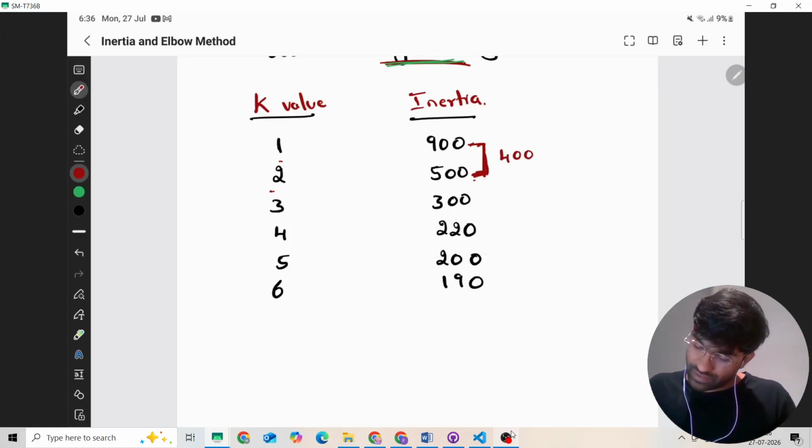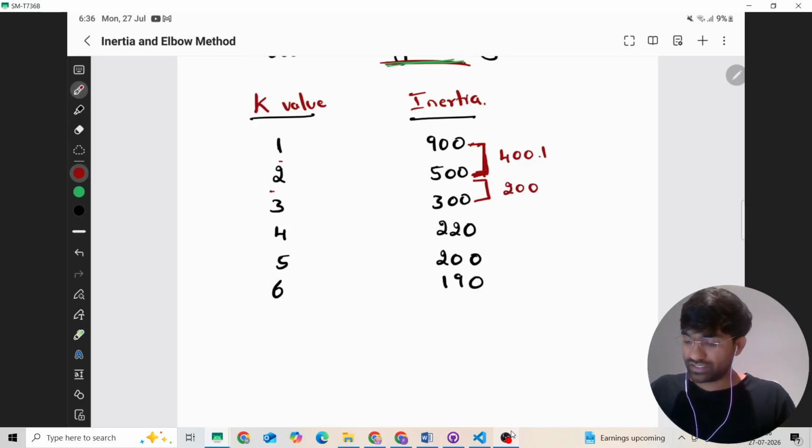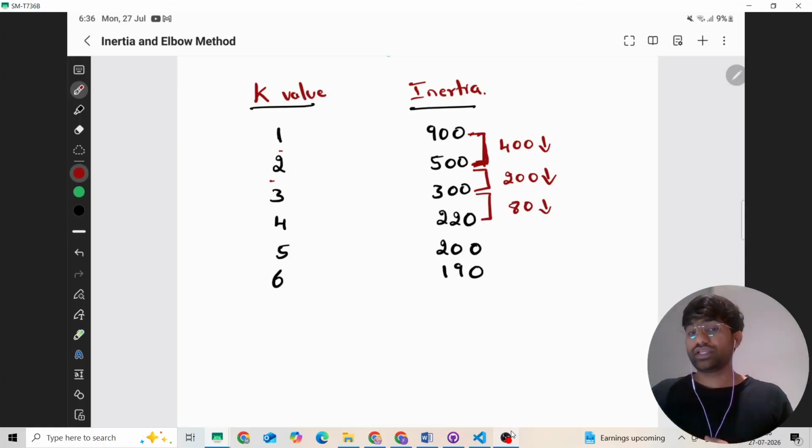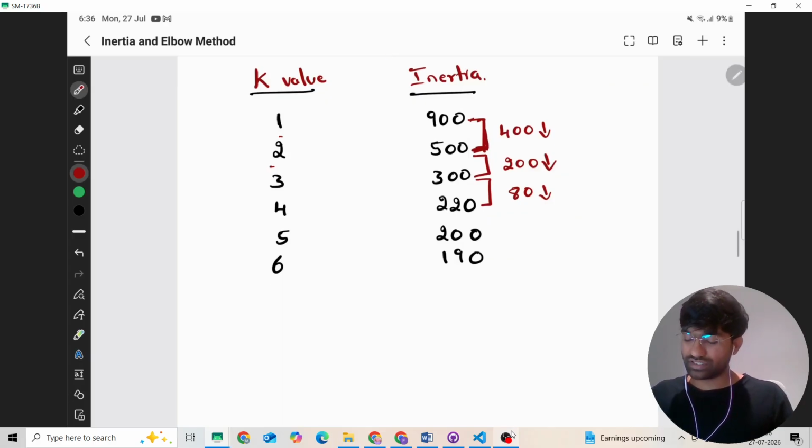Now compare k value 2 and k value 3. Inertia has decreased by 200 units, whereas before it decreased by 400. Now here, inertia has decreased by 80 units. So comparatively less. Not much significant, but I think it is significant.